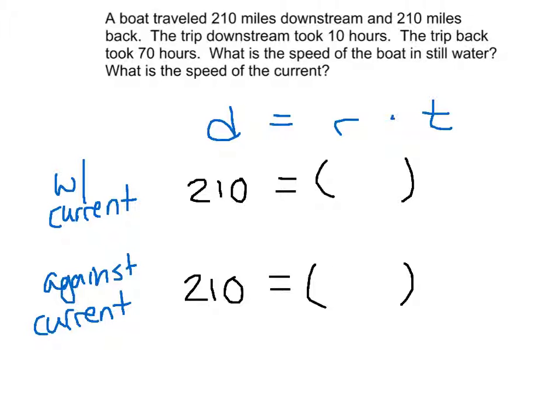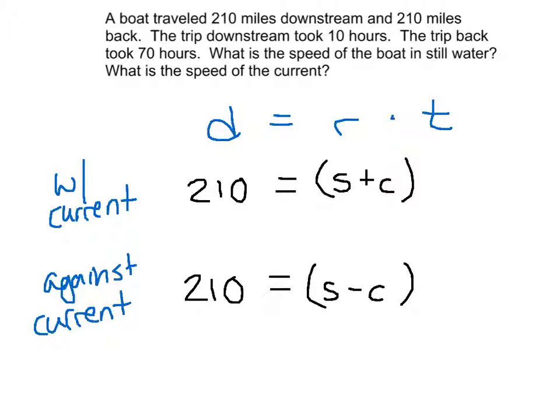So the rate with the current is going to be the speed of the boat plus the speed of the current. When it's going against the current, the boat's trying to move, the current is slowing the boat down. It's not going at the speed. So the current is actually taking away from the speed of the boat. So what we're going to have is the speed of the boat subtracting the speed of the current.